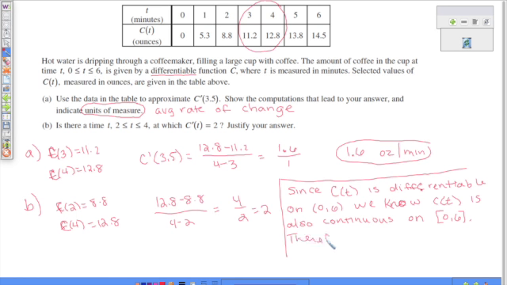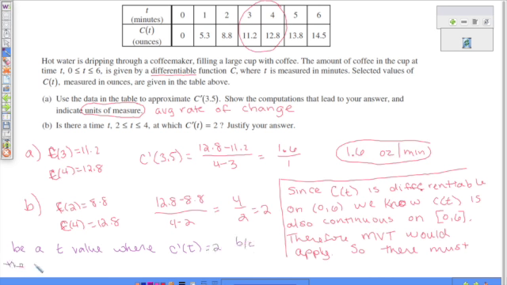Therefore, MVT would apply, so there must be a value, a t value, where C prime of t equals 2, because the average rate of change between t equals 2 and t equals 4 is equal to 2.